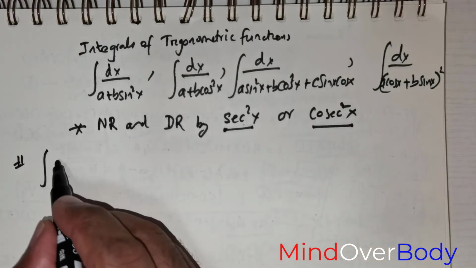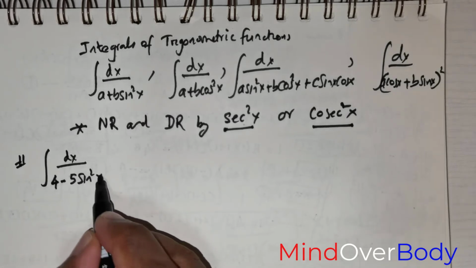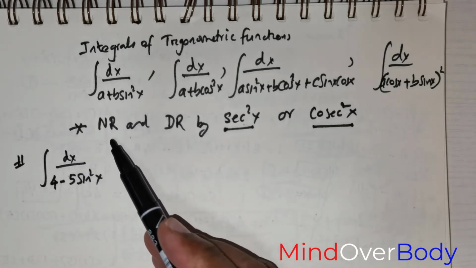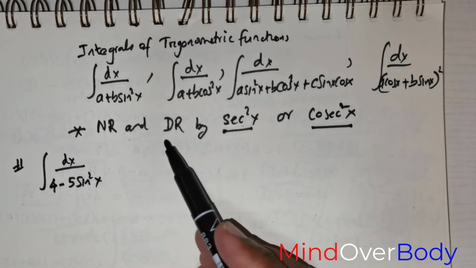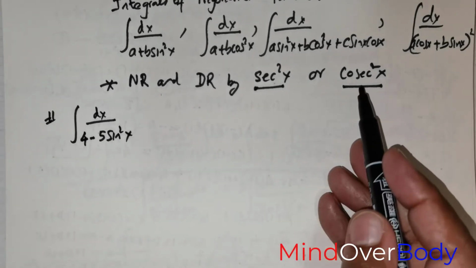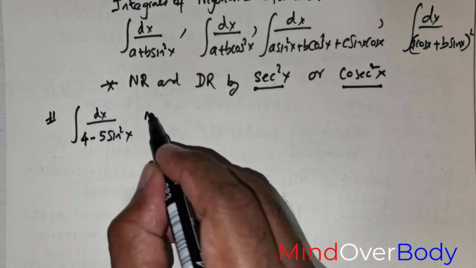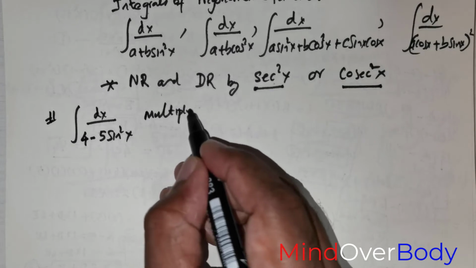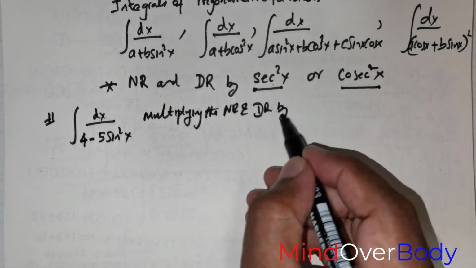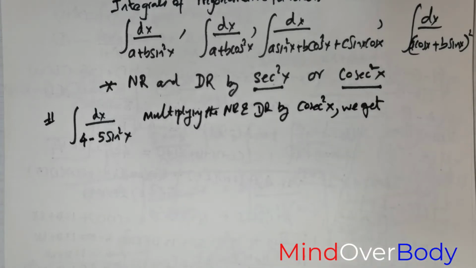We've been asked to obtain the integral of dx over 4 minus 5 times sine squared x. So as I mentioned to you, this is of the form that we have just seen here, and in that case we will have to multiply the numerator and the denominator either by secant squared x or by cosecant squared x. Now I want to choose cosecant squared x for the very fact that I see a sine squared x here. So multiplying the numerator and the denominator by cosecant squared x, we get, so what do we get?